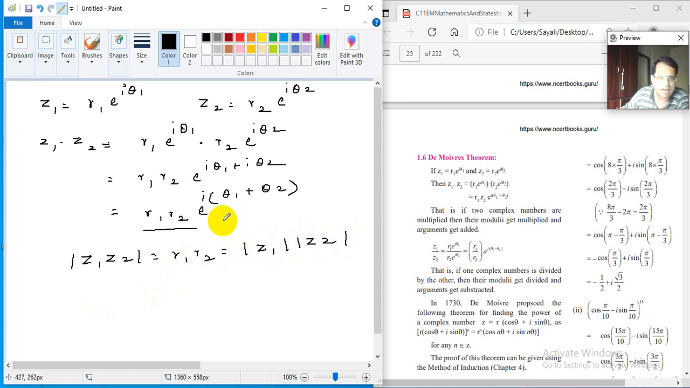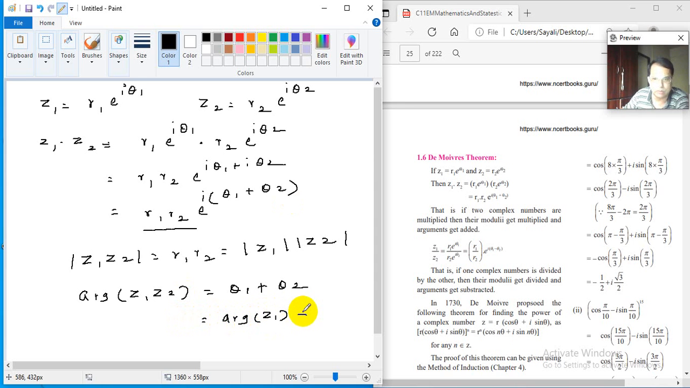And also in case of argument, what we have gained: the argument of Z1 into Z2 is theta 1 plus theta 2. Correct? This is the argument. But that means what? It is argument of Z1 plus argument of Z2. Okay, so this is one result.